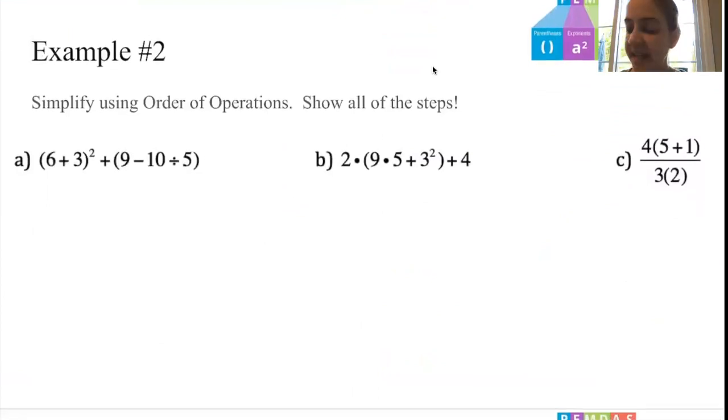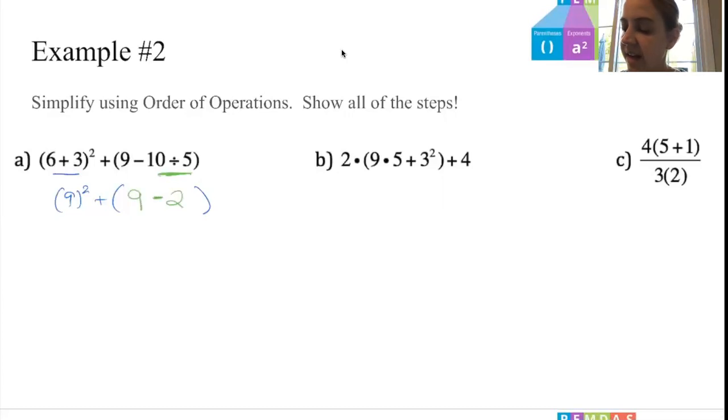Example 2, same idea. I gave you a few more exponents and a few more parentheses this time. So in the first one, we're going to start off with our parentheses. I see a 6 plus 3 in parentheses, which is 9. In the next set of parentheses, I see 9 minus 10 divided by 5. So where do we start inside there? With the division. 10 divided by 5 is 2, and this is a negative 10. So this is a negative 2.